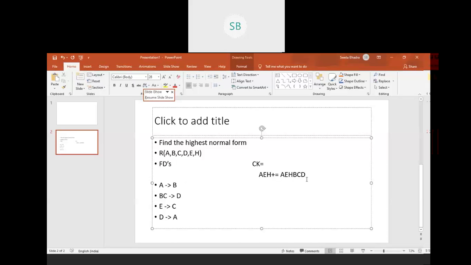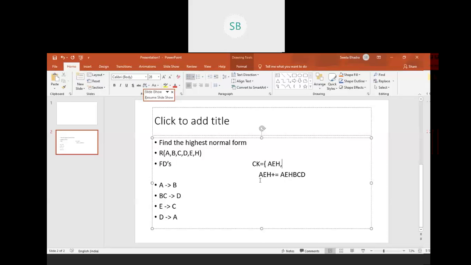So that means it is finding all the attributes, right? So can we say that AEH can be one of the candidate keys? Yes, ma'am. Okay, now what step? Now there can be more, we have to check whether there are other candidate keys or not.